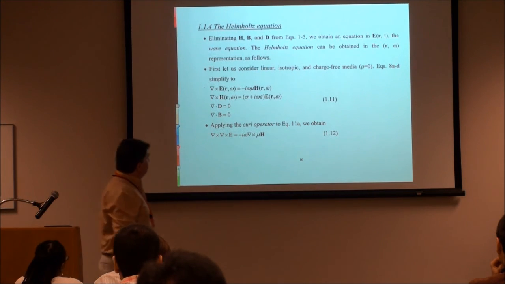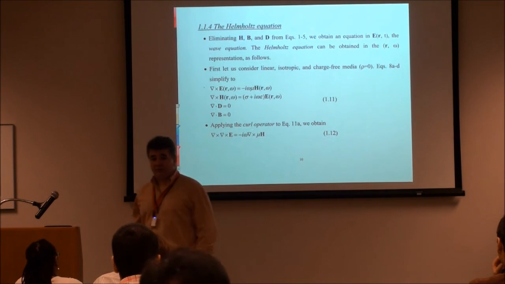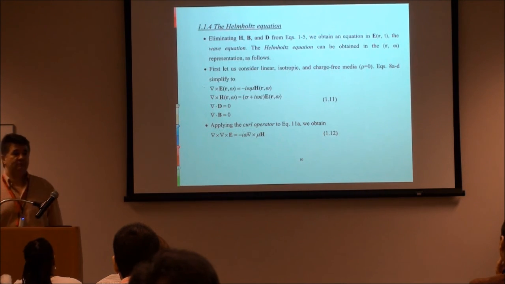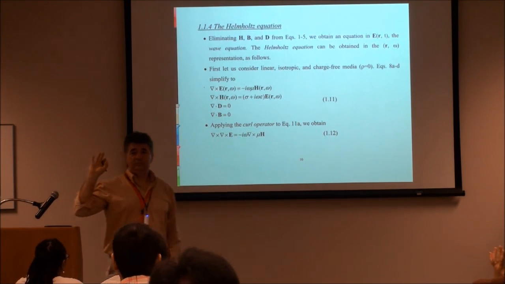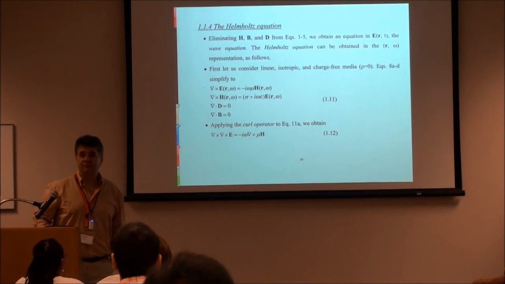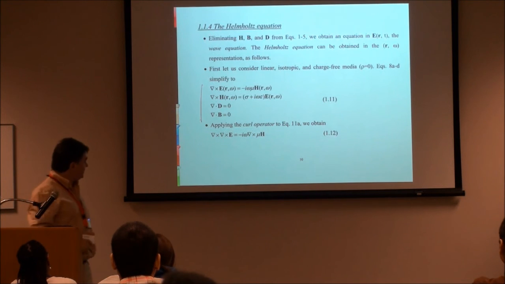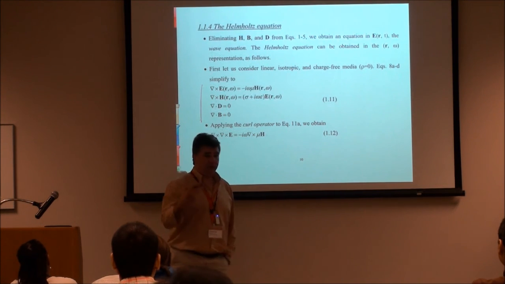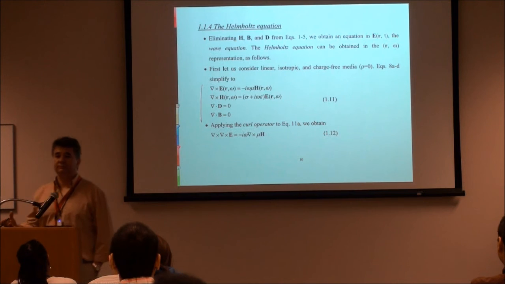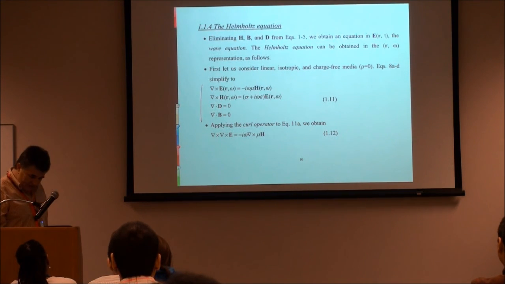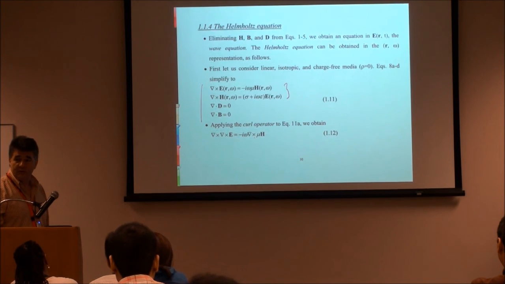Now, maybe most of you have heard of the Helmholtz equation, right? How many? Okay. So, the Helmholtz equation is actually the wave equation in the r, space and frequency domain. So basically, what we're trying to do is to eliminate H from these two equations and end up with an equation only in E. That's the usual way we solve Maxwell's equations, right?